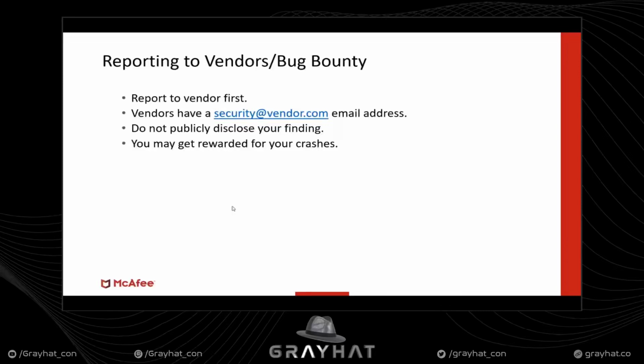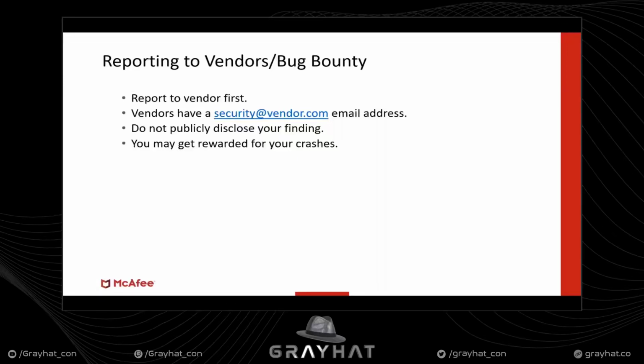After you have found a crash, you need to do root cause analysis and figure out if that particular vulnerability is exploitable or not. In case you feel that the vulnerability you are working on is exploitable, then you need to report it to the vendor first so that the vendor can fix it and release a fix for that.